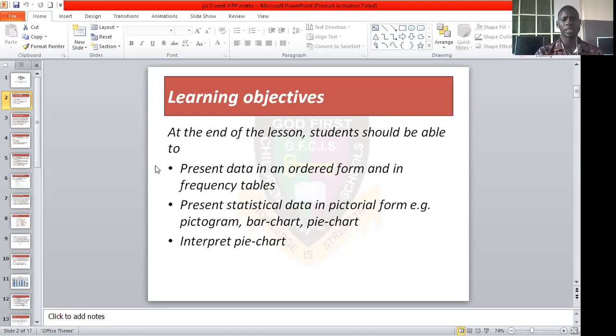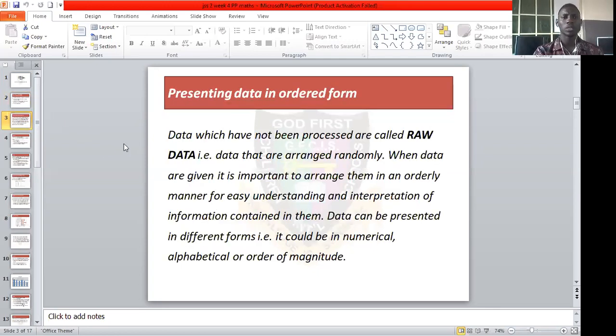So let us go to how you can arrange your data in an orderly form. Presenting data in ordered form: data which have not been processed are called raw data. We say data which have not been processed are scattered data, arranged randomly. They are just placed in different positions, not in a sequential manner. They are called raw data. When data are given, it is important to arrange them in an orderly manner for easy understanding and interpretation of the information contained in them.